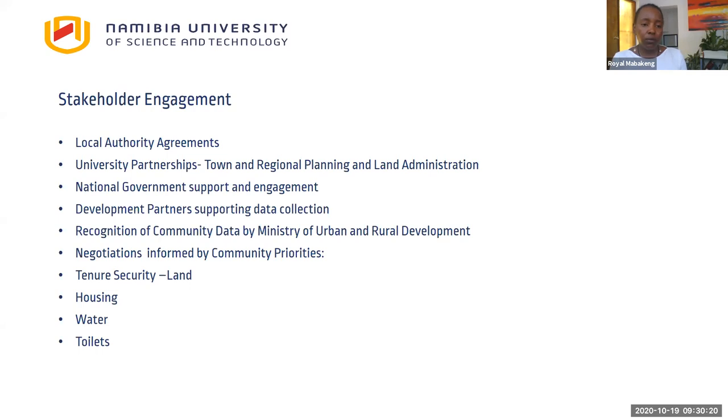What we also noted through our previous community engagement is that development partners are very important in our efforts to support data collection. As much as it's not really capital intensive and you don't need a lot of funds, there's also an aspect where we have to travel with students from Windhoek, the capital city, to other parts of the country. That is always supported in one way or another by our development partners.